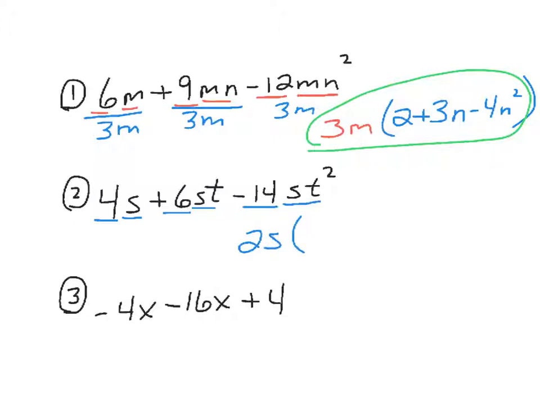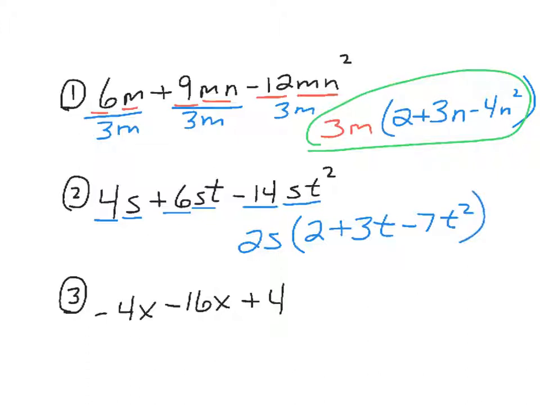So now I need to just figure out, what do I have left? When I factor a 2s out of the 4s, I'm left with a 2. When I factor a 2s out of the 6st, I'm left with a 3t. And when I factor a 2s out of the 14st squared, I'm left with minus 7t squared.